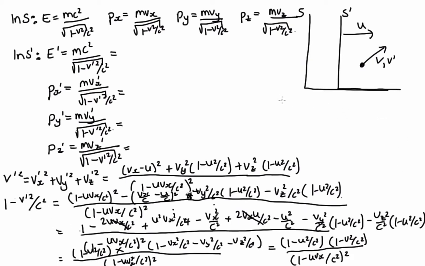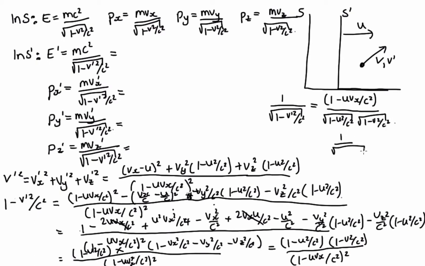So we can see that 1 over the square root of 1 minus V prime squared on C squared is just going to be the square root of this inverted. So we will have 1 minus UVx on C squared over the square root of 1 minus U squared on C squared, times the square root of 1 minus V squared on C squared. And previously we were saying that 1 over the square root of 1 minus U squared on C squared is equal to gamma. So that'll make it a bit faster to write everything out.